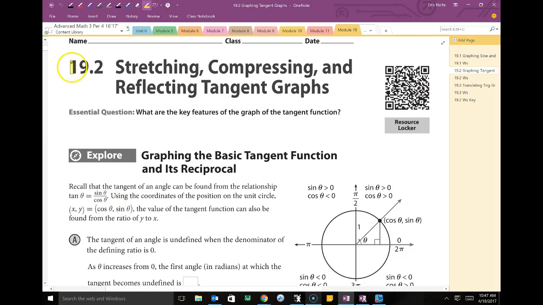All right, so 19.2, we are going to stretch, compress, and reflect the tangent function today. Okay, so looking at the tangent. First thing I'm going to do is kind of the same way I introduced the sine and the cosine functions to you. So grab your unit circle, and we're just going to quickly create a table of values, and then I'll show you what a tangent function looks like.